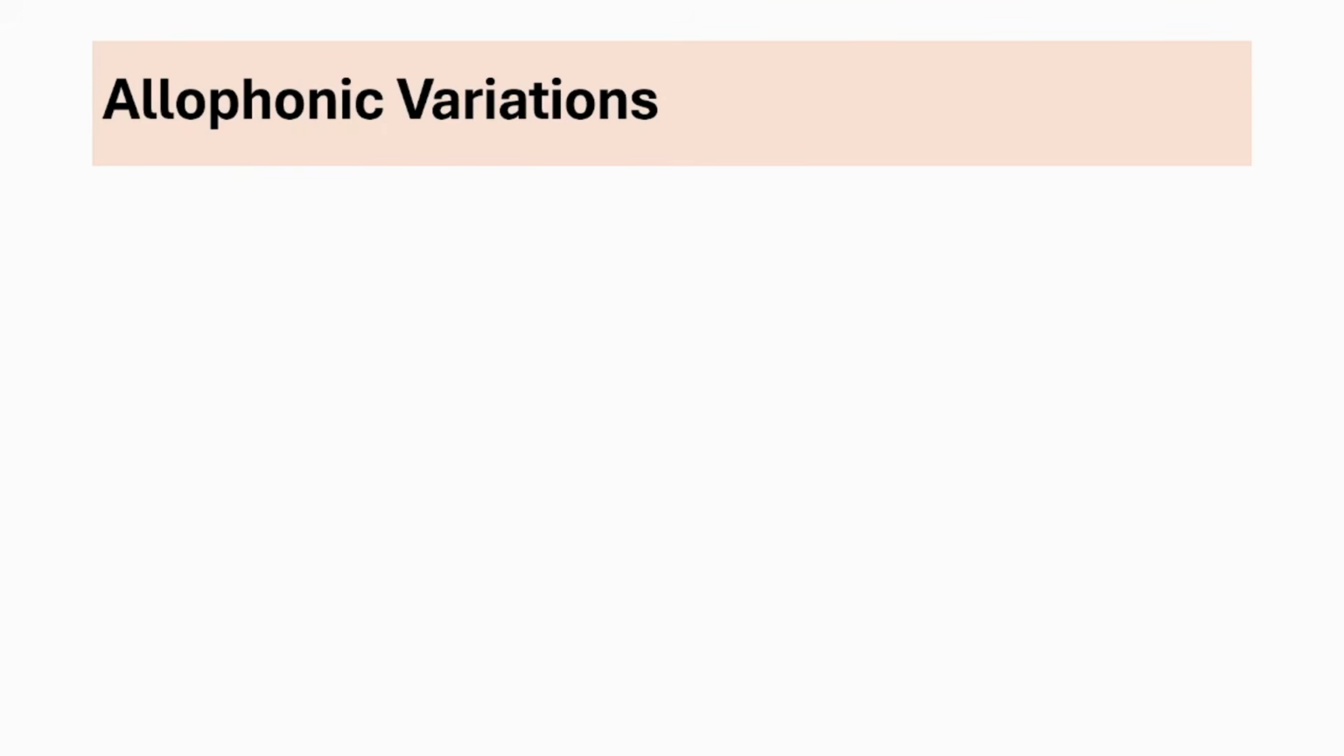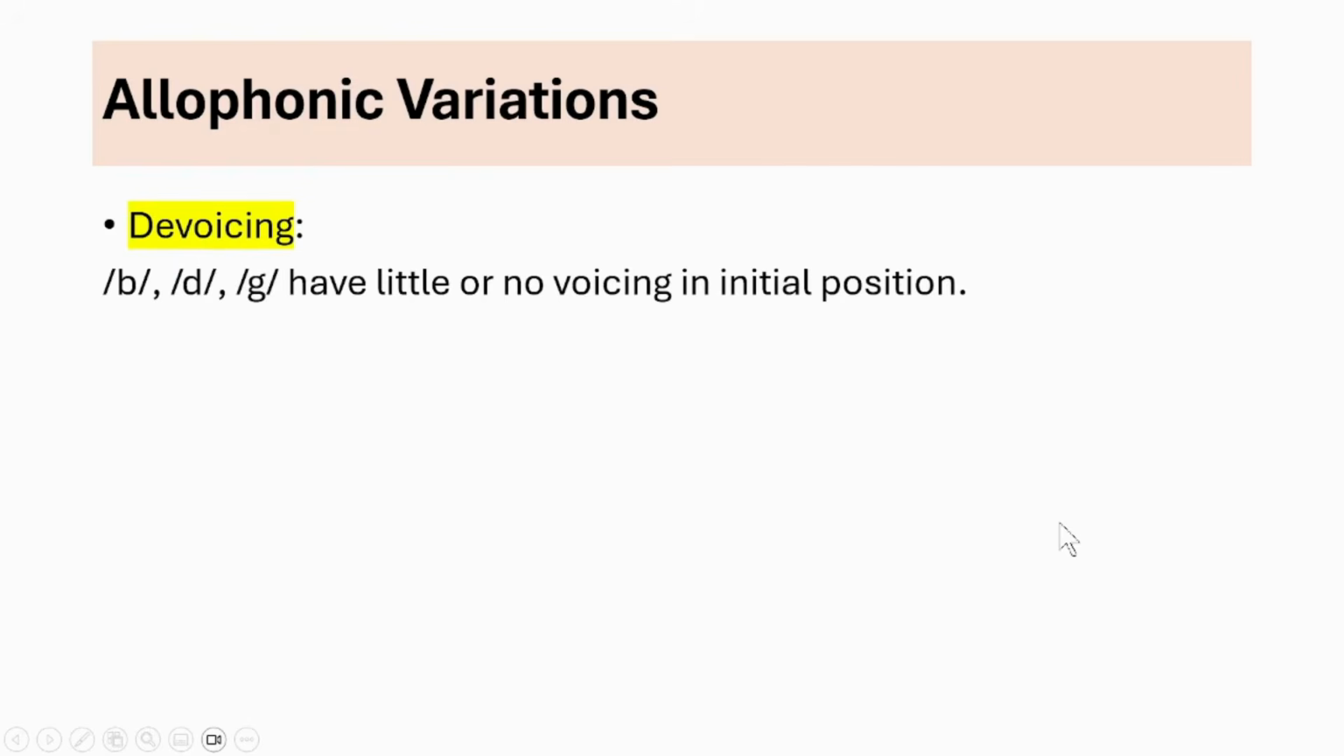Another process that affects plosives is called devoicing. This process affects voiced plosives b, d, g in initial position. So when b, d, g are in initial position, they have little or no voicing. So in words like pin, the presence of aspiration is essential, crucial for distinguishing this word from others like bin. Pin, bin. It's important to take that into account. This is the way in which we transcribe this kind of process, this allophonic variation called devoicing.